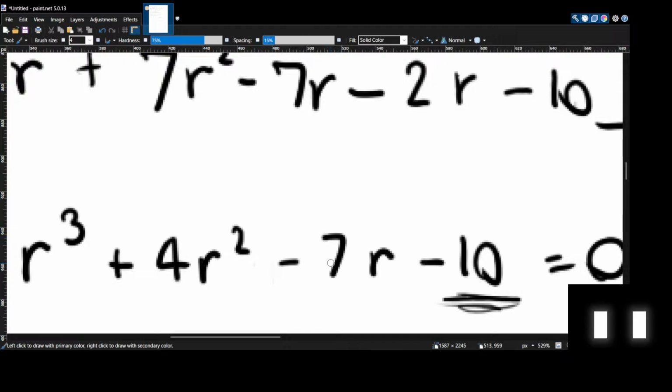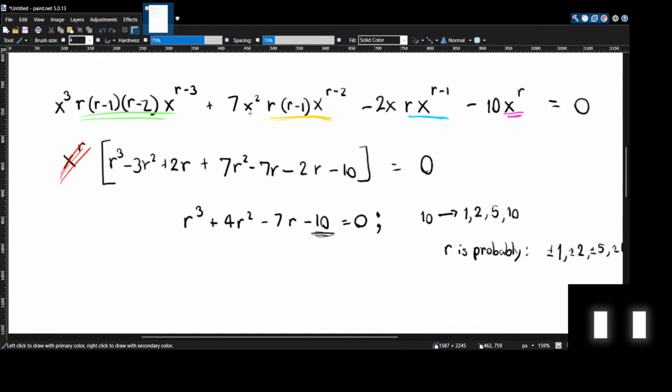Which means it becomes negative 7 over here. I don't think I got anything else wrong. This is 7r squared minus r, so that's going to be 7r squared minus 7r. This is minus 2r, and this is minus 10, okay.